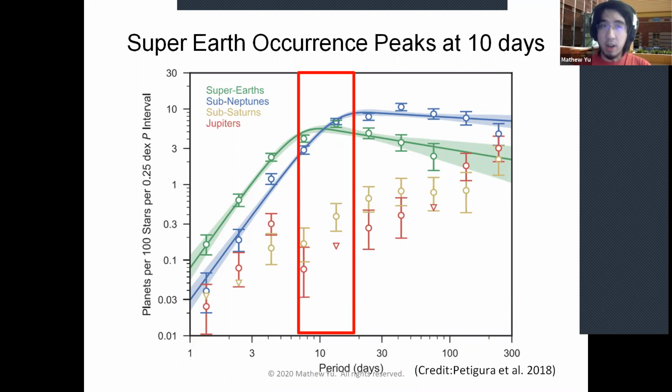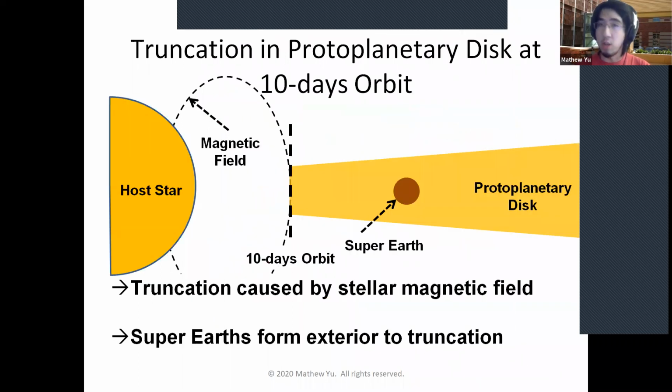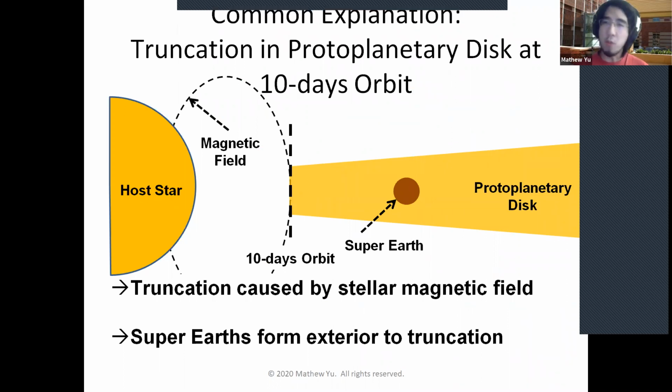Regarding this topic, people have proposed certain explanations, and one of them is that if we want to put planets at 10 days, let's say that the protoplanetary disk is truncated at 10 days because the stellar magnetic field overcomes the accretion flow at that particular location. So now the disk is cut off at 10 days, and in this picture, the planet would be forming exterior to this 10-day orbit.